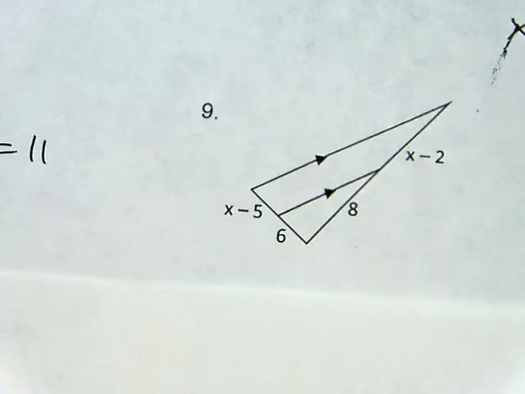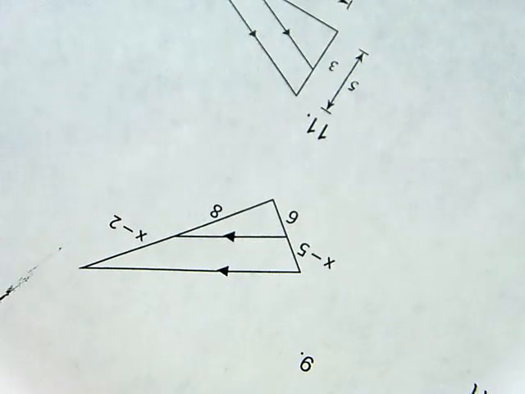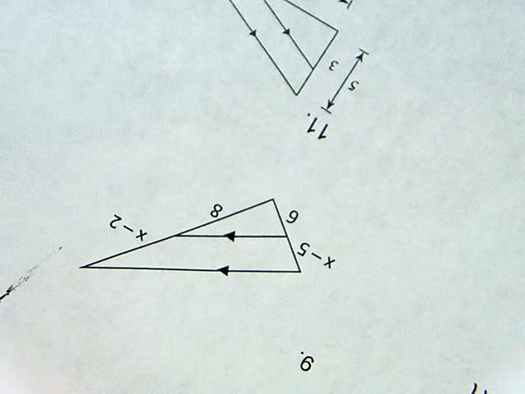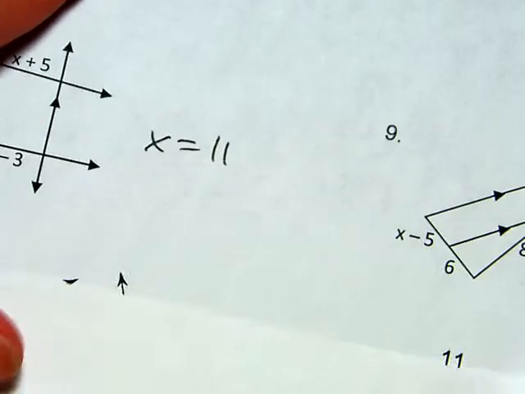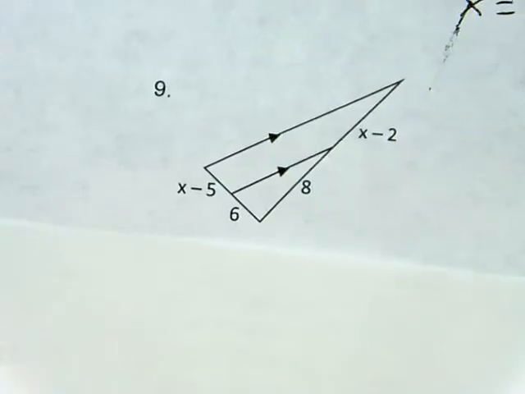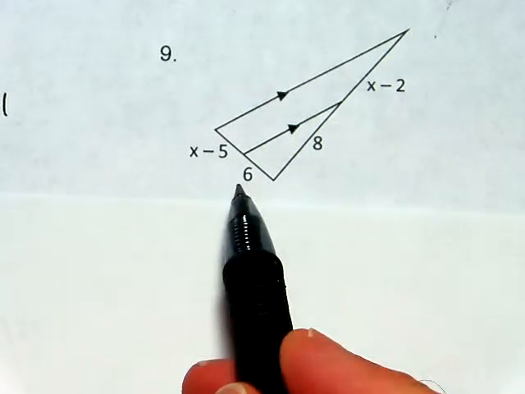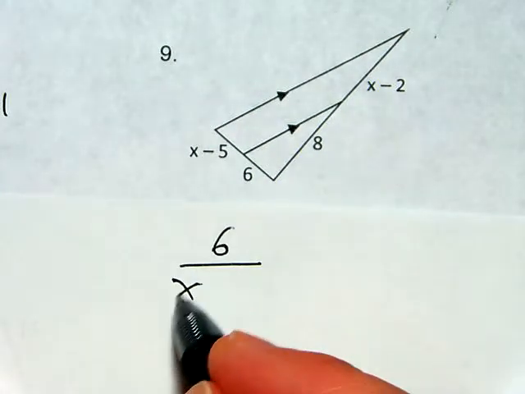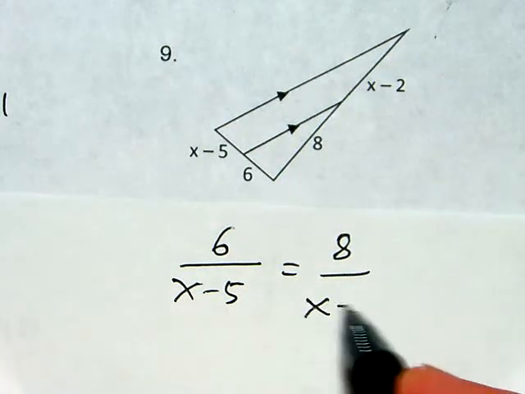So we're back to triangles again. And again, don't let the position disturb you or fool you. You could turn this around like such, so that the parallel segment is parallel to the line at the bottom. But we don't need to do that. We can solve it in any direction that we choose. So let's go ahead and create the proportions. So here we've got 6 is to x minus 5, as 8 is to x minus 2.